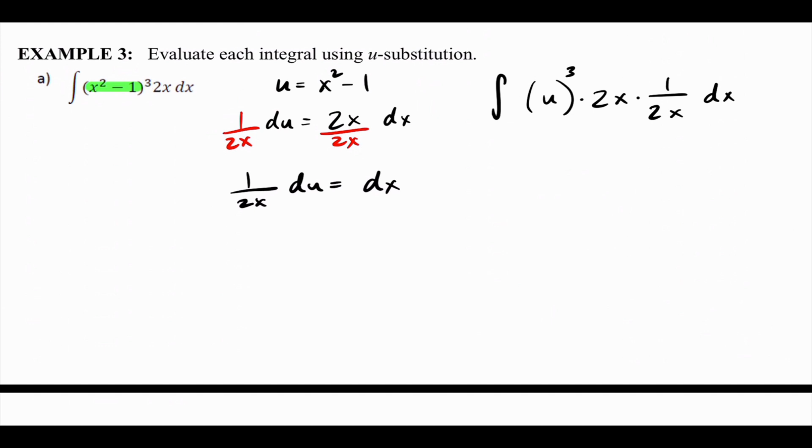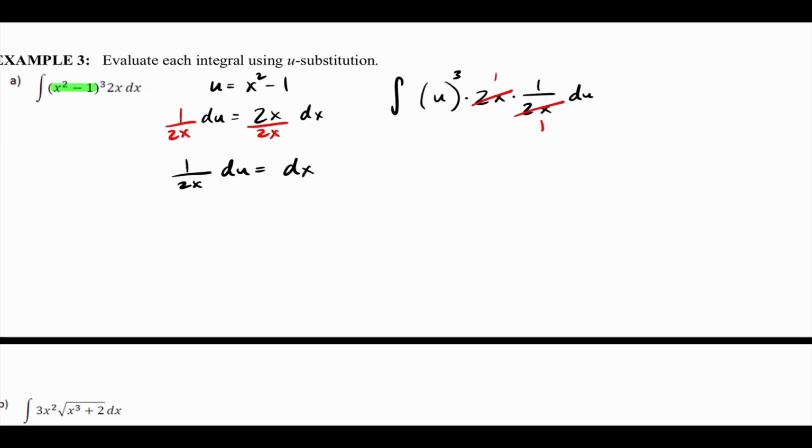What happens to the x's and the 2's? They cancel out, right? They make a 1. Oops, that's not a dx. It should be a du. Okay. So now what I'm left with is the integral or antiderivative of u to the third power du.